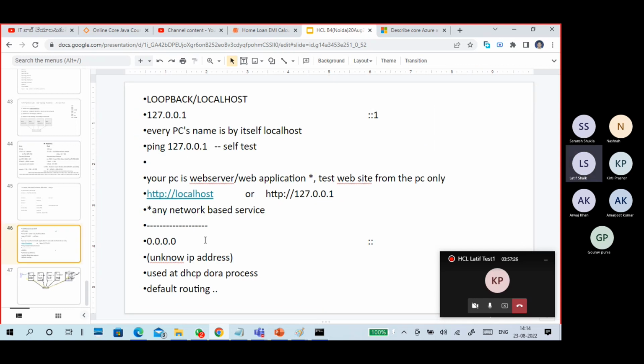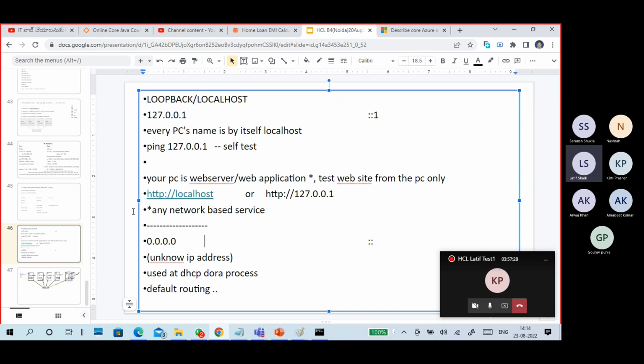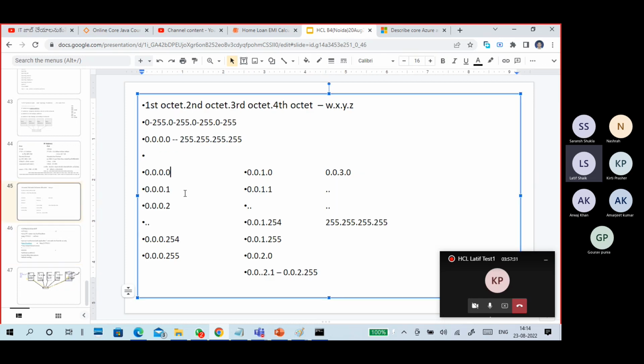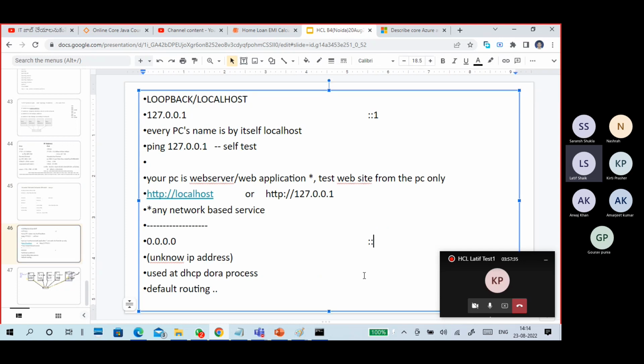Okay, so of course, one more kind of IP address. The starting IP address 0.0.0.0 in IPv6 is represented as colon colon. 127.0.0.1 in IPv6 is colon colon 1. So this IP address also we don't use. We'll start with a different series. That we will discuss later.